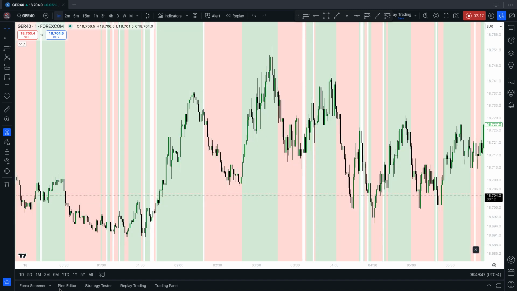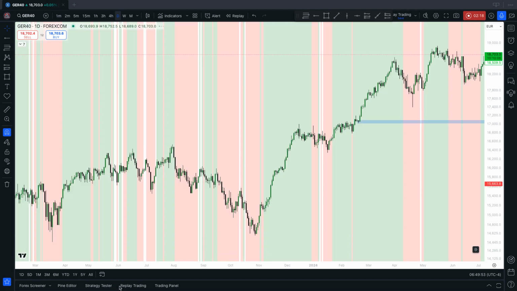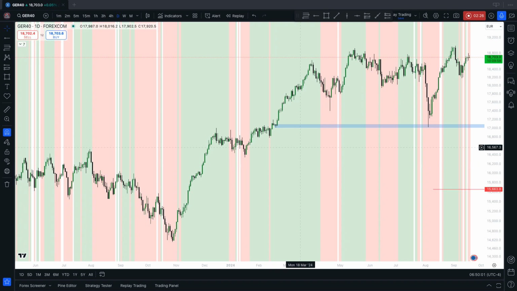Like I said, 1 minute, great for scalping. 4-hour swing trade, get some nice profits. And the daily as well. Works particularly well on the daily if you've got patience to sit for days at a time.